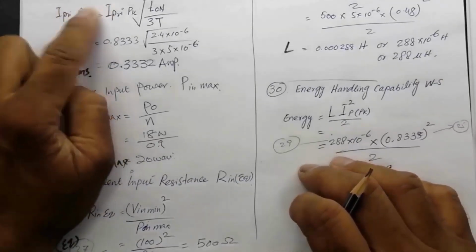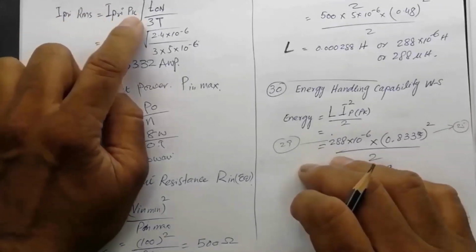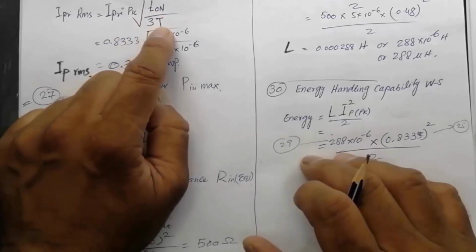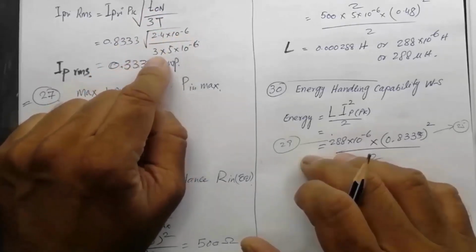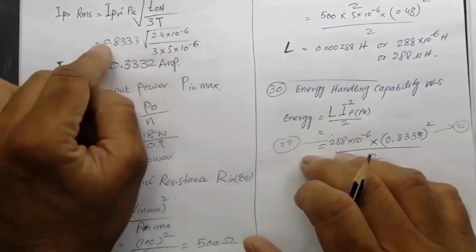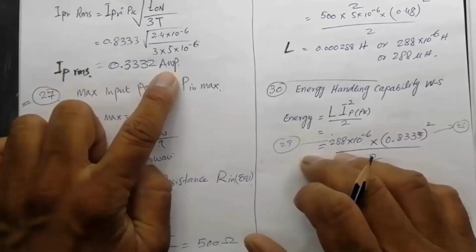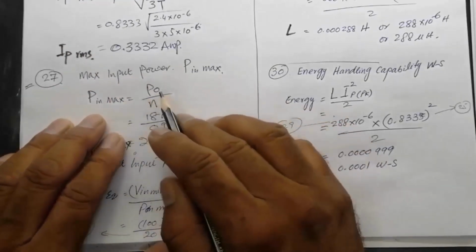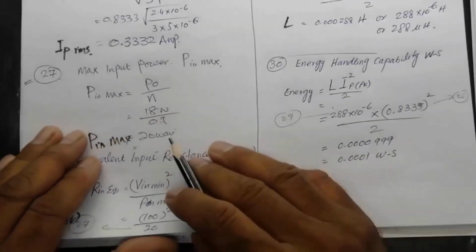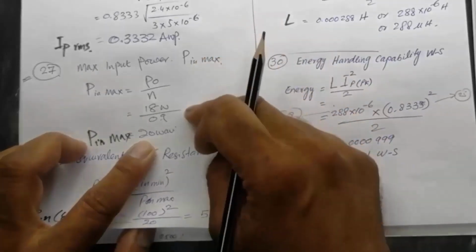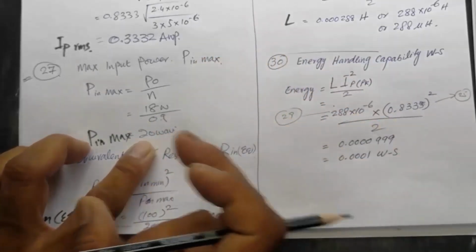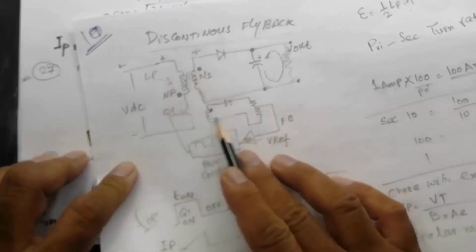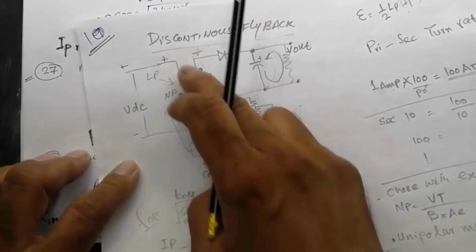Then we have to calculate primary RMS current. Primary RMS current is calculated as I primary peak, which we calculated in our last step, multiplied by the square root of time on divided by 3T. Time on is 2.4 microsecond, 3 multiplied by 5 microsecond, and it will become 0.333 ampere, that is the RMS primary current. Now maximum input power. Maximum input power is PO divided by efficiency, that is 18 divided by 0.9, this is 20 watt. We will apply 20 watt on the input side and we will get 18 watt in the output. 20 watt input this side, and this plus this power is 18 watt. So 2 watt will be consumed here.